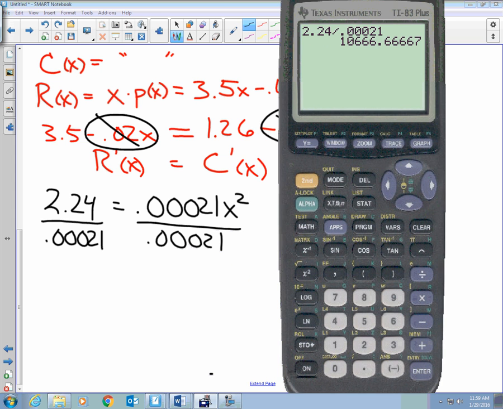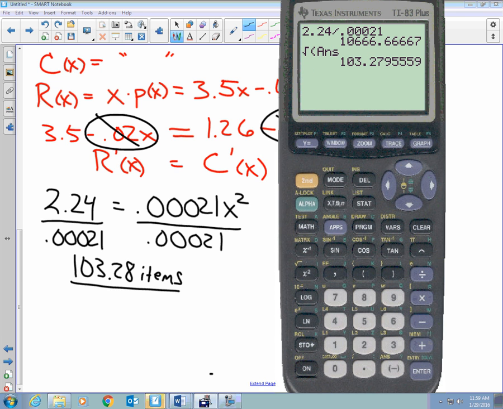I have to take the square root of that. 103.28 items. So 103.28 items is what we need to produce in order to maximize the profit. If we produce more, we'll end up spending more money than we're bringing in. 103 would be fine, or 104 would be fine, or 103.28 would be fine. Okay, I think we know how to round, right?